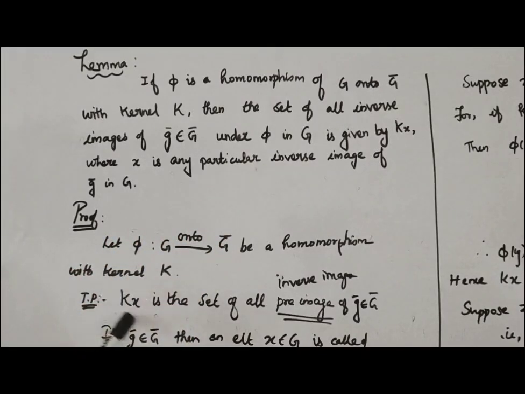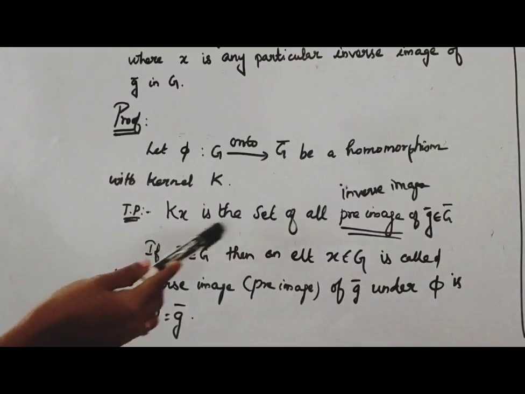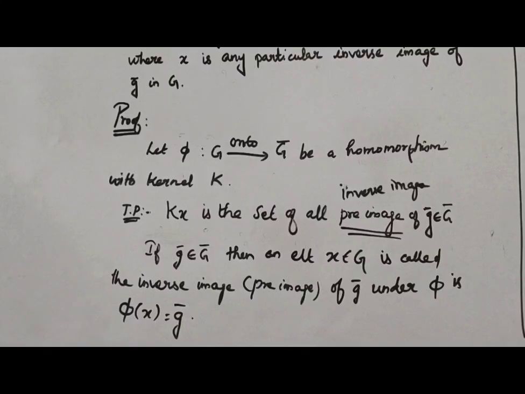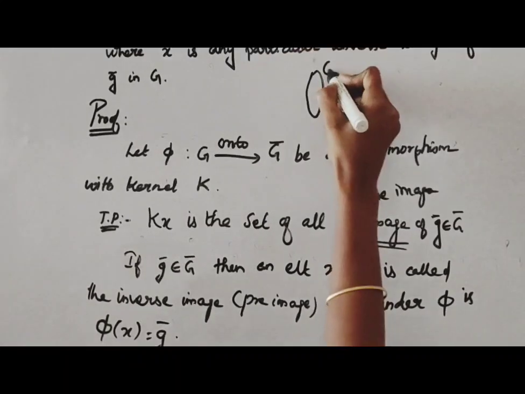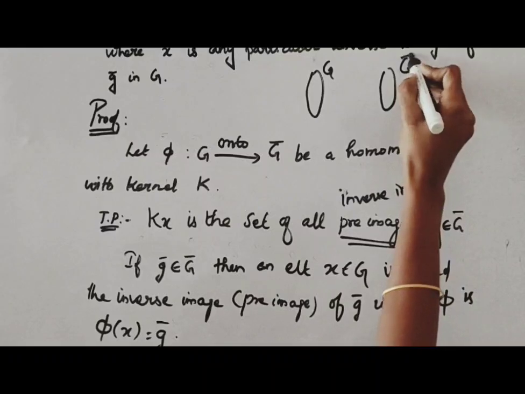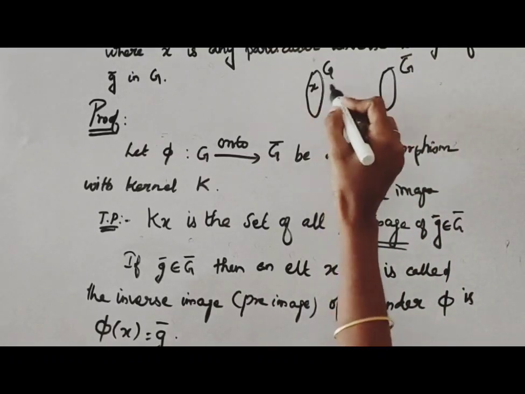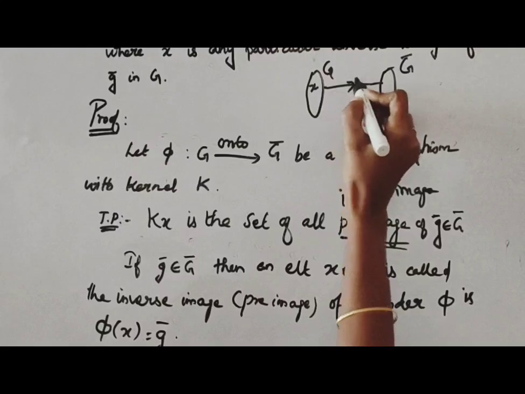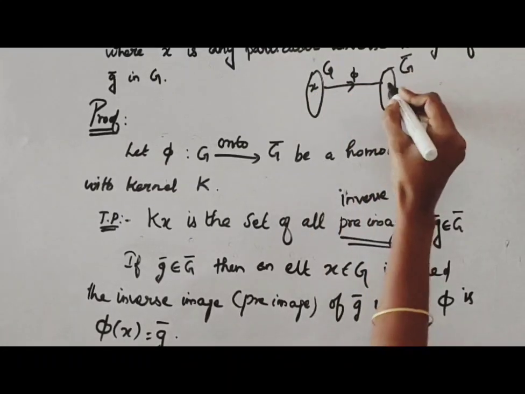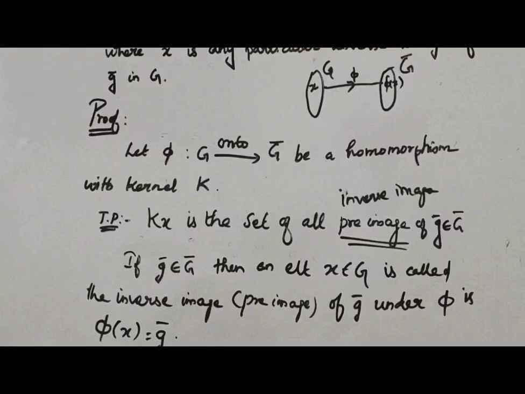That means Kx is the set of all inverse images. The other name for inverse image is pre-image. Okay. Kx is the set of all pre-images of G bar. What is Kx? Kx denotes the right coset. What is the pre-image? Let us see. This is G and this is G bar. Element x. There is a mapping phi, meaning the image is phi of x, right?